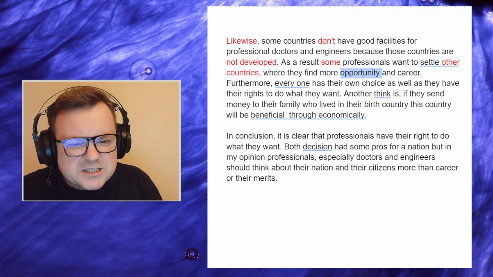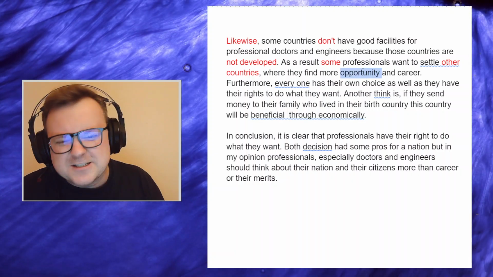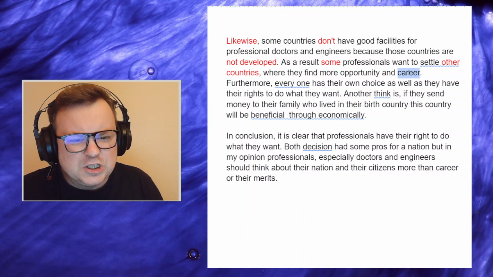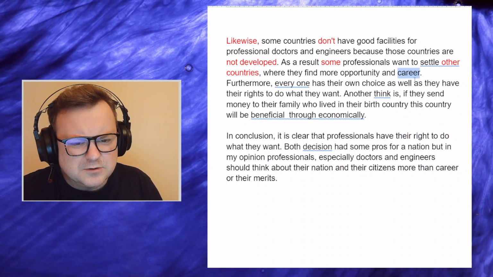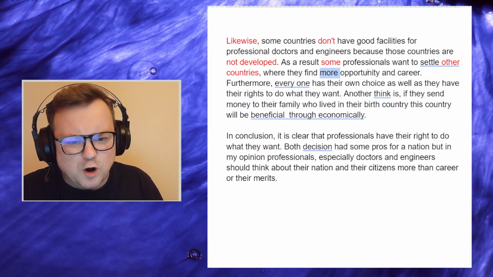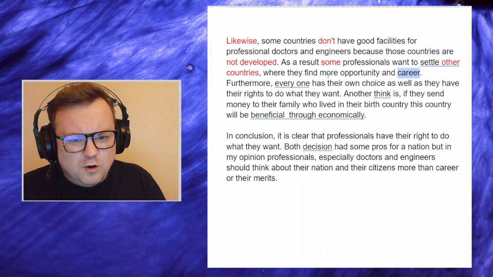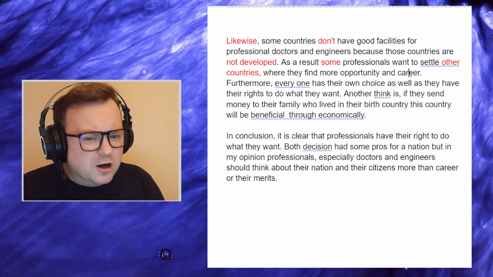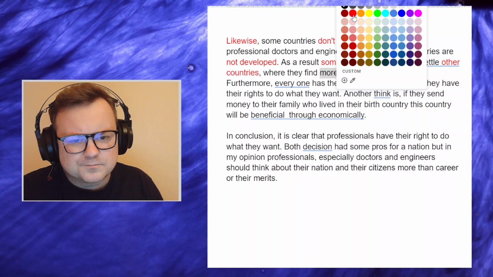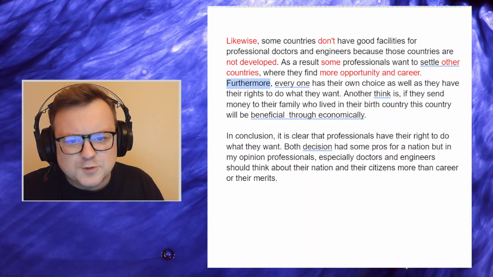Maybe more opportunities is better, but okay, you could use opportunity as uncountable, I guess. More opportunity and career. Career is certainly a countable noun. I don't know, more career. They find more opportunity and more career, or they find more opportunities and maybe a career. So this is a bit strange. Furthermore, good signposting language.